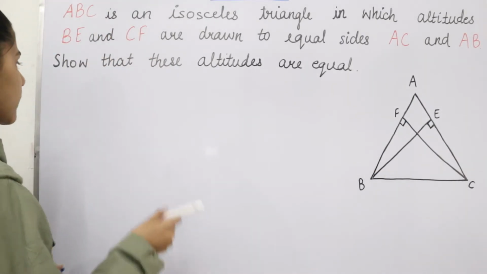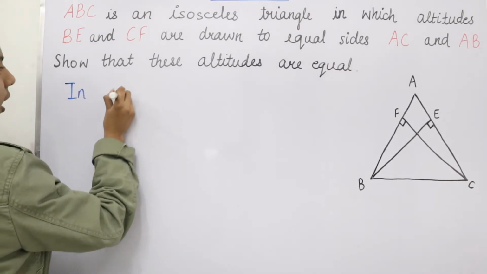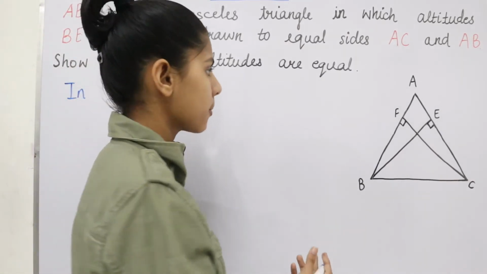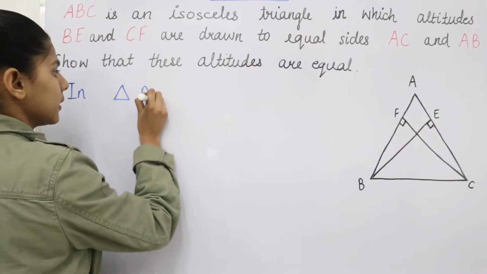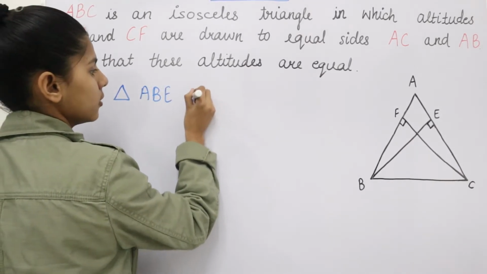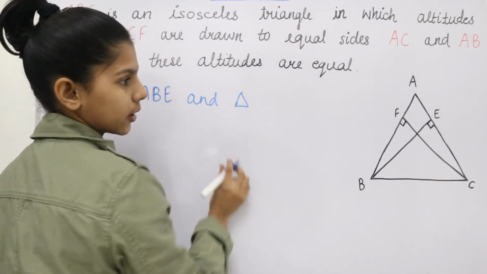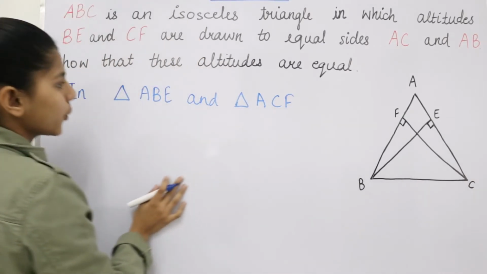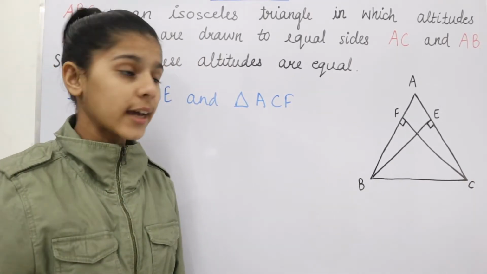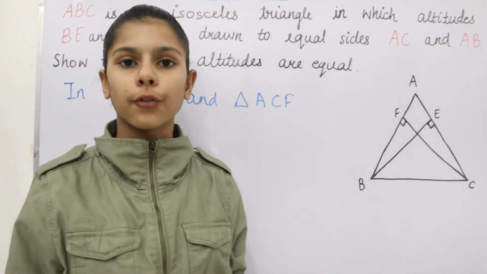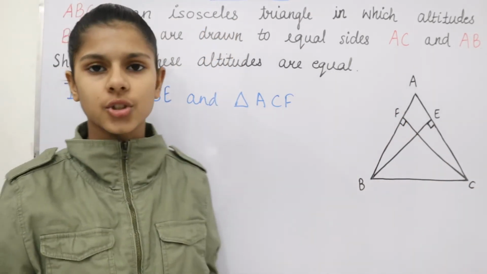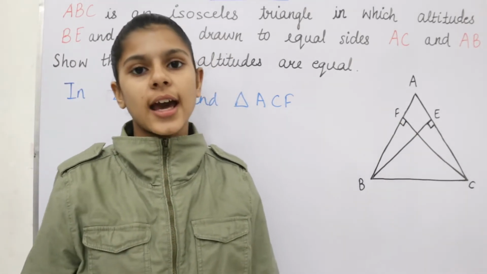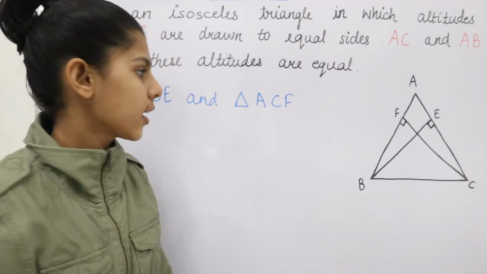So how we are going to start is, first of all we will write that in both the triangles which we are talking about, triangle ABE and the triangle ACF. So we are talking about these both triangles ABE and ACF. Now we have to find three conditions, or you can say three things in which both triangles are equal, so that we can prove them congruent by some criteria.